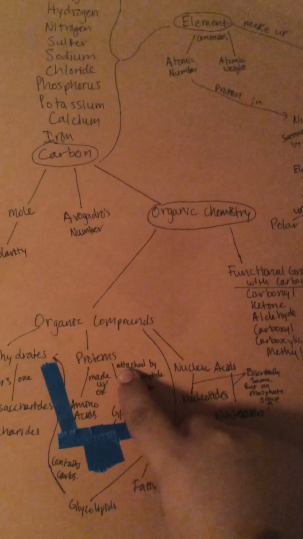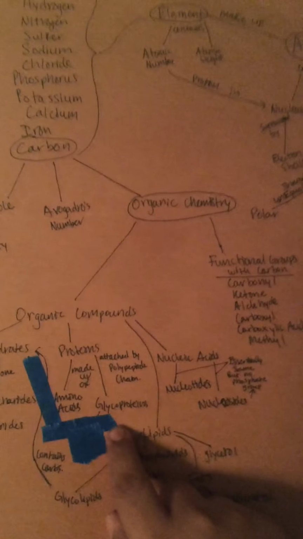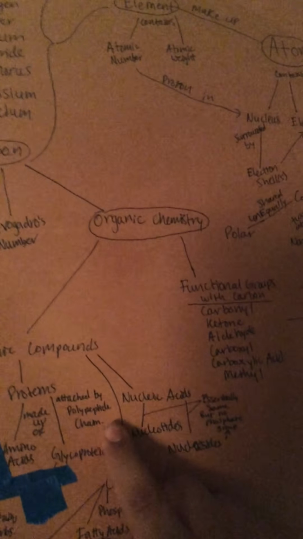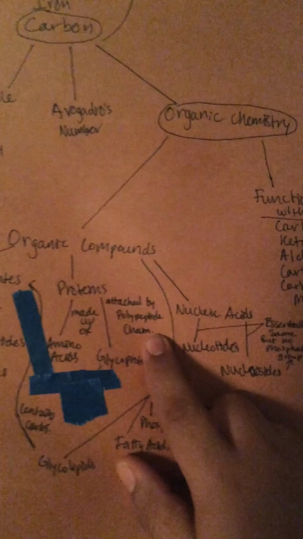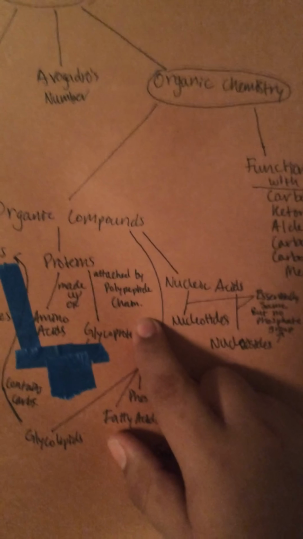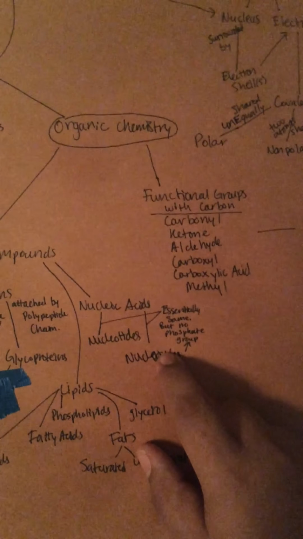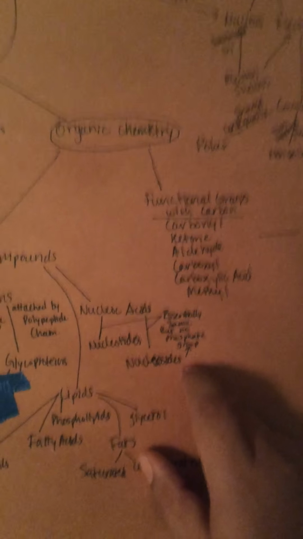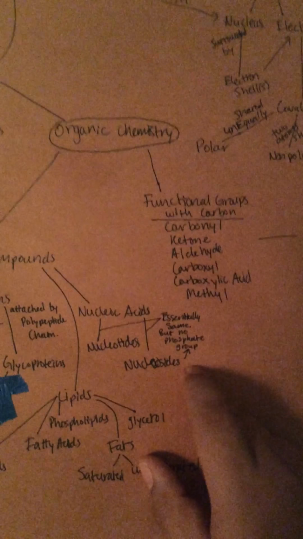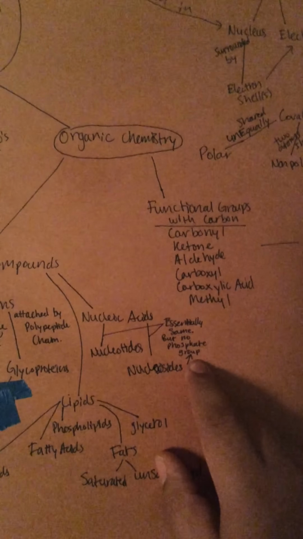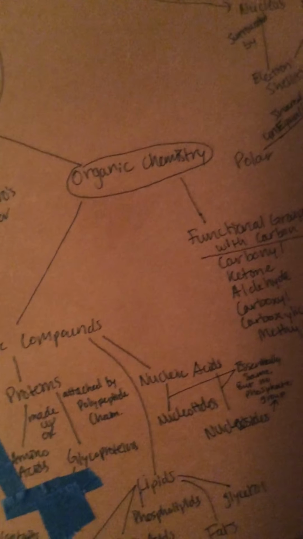We have proteins, which are made up of amino acids, and we also have right here glycoproteins. These are attached by a polypeptide chain. We have nucleic acids, and these are essentially what carry our DNA. This is what carries our genetic material. It's our DNA, our RNA, all that good stuff.